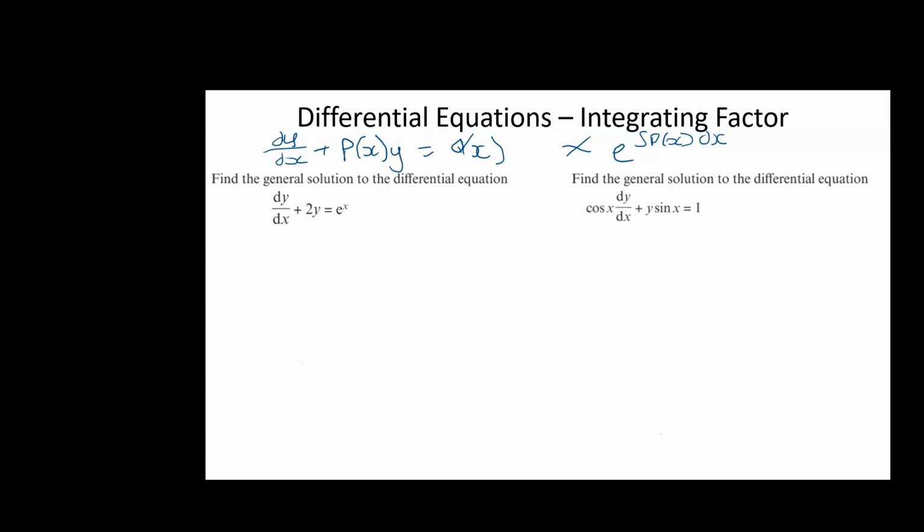So we're going to times everything by e to the integral of 2 dx, which is just going to give us e to the 2x. So we're going to say e to the 2x dy by dx plus 2y e to the 2x equals, and then we've got to times this by it as well, so it's e to the 3x. And we should be able to write this with the product rule, so let's just check that it works.